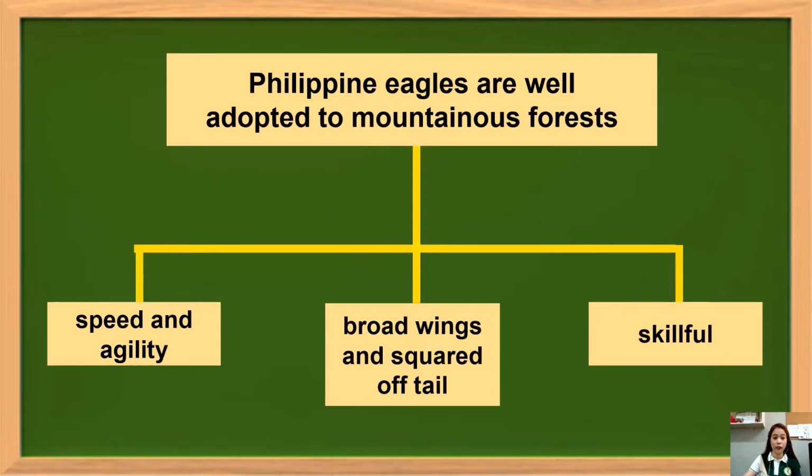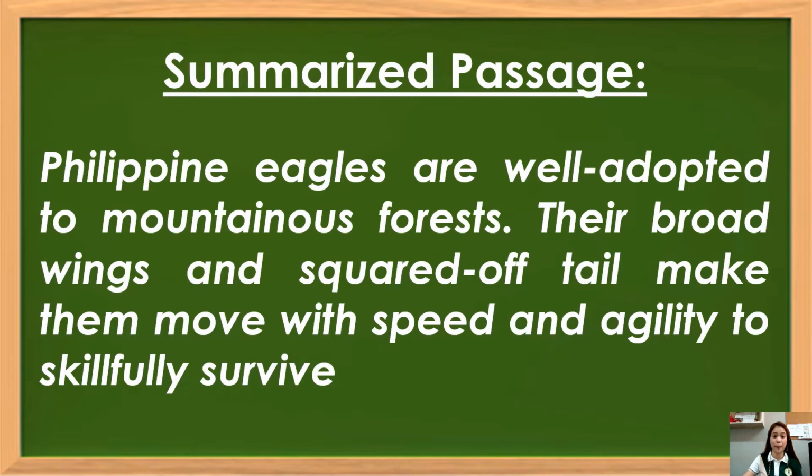So let's take a look at getting the main idea and putting at least three supporting details. Philippine eagles are well adapted to mountainous forests. And the three supporting details: speed and agility, broad wings and squared-off tail, and skillfully snatching prey. So if you're going to summarize the original passage, it's going to be like this. Philippine eagles are well adapted to mountainous forests. Their broad wings and squared-off tail make them move with speed and agility to skillfully survive. So after noting the important points, summarize the original passage so it goes like this.